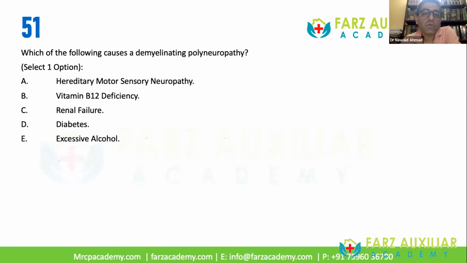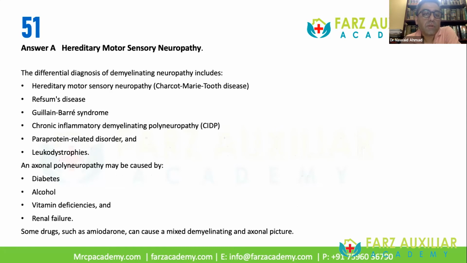Which of the following causes demyelinating polyneuropathy? So that is hereditary motor sensory neuropathy. And again, this is something you will have to know: what are the differential diagnoses of demyelinating polyneuropathy. And these are the conditions that can cause it.